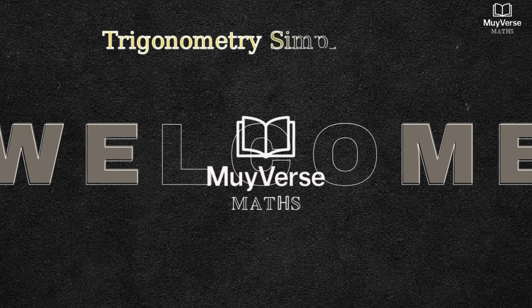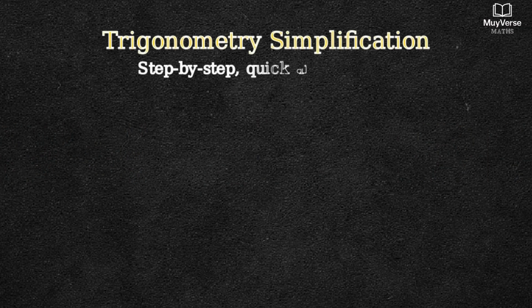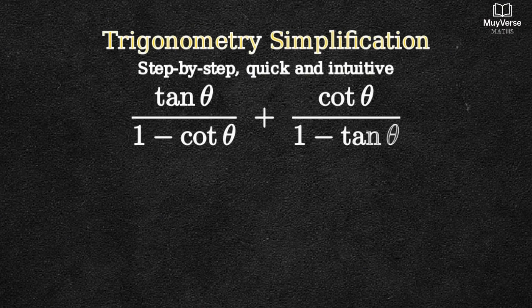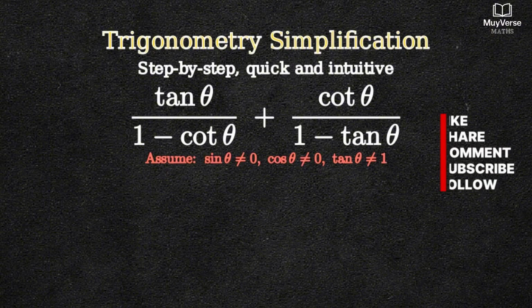We will simplify the expression and show every step clearly and quickly. Here is the expression to simplify. Important note: for the expression to be defined, sine theta is not 0, cosine theta is not 0, and tangent theta is not equal to 1.